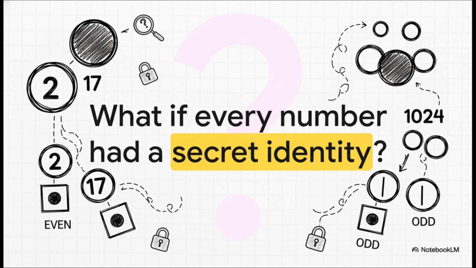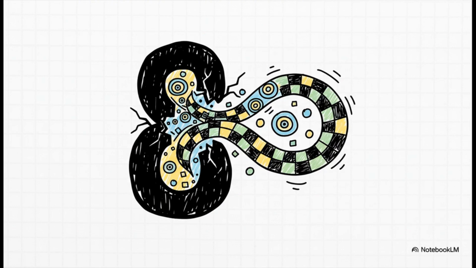What if every number, like 2 or 17 or maybe 1024, had a hidden identity that could tell you exactly how it was going to behave? Well, here's the thing. They do. There's this whole hidden world of super predictable patterns, and I promise, once you see it, you're never going to unsee it. We're talking about the simple, powerful properties of being even or odd.